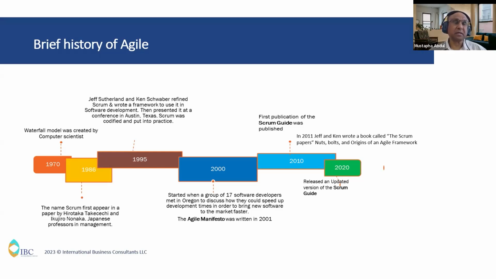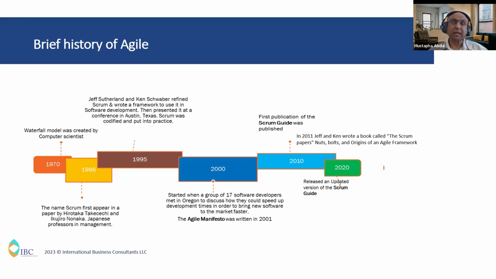Jeff Sutherland and Ken Schwaber were two software management folks who spent a lot of time in software development. They came up with a paper in which they talk about Scrum and Scrum teams, and they delivered that at a conference in Austin, Texas.